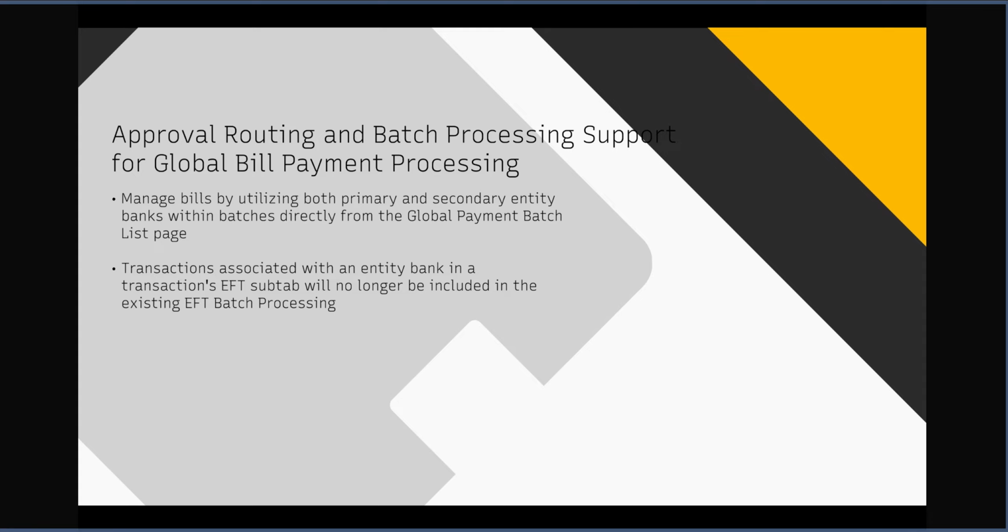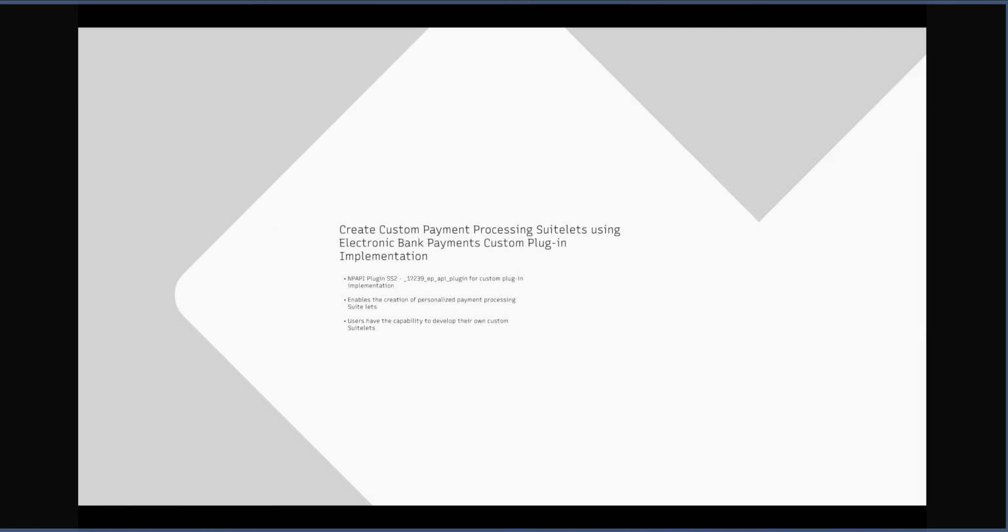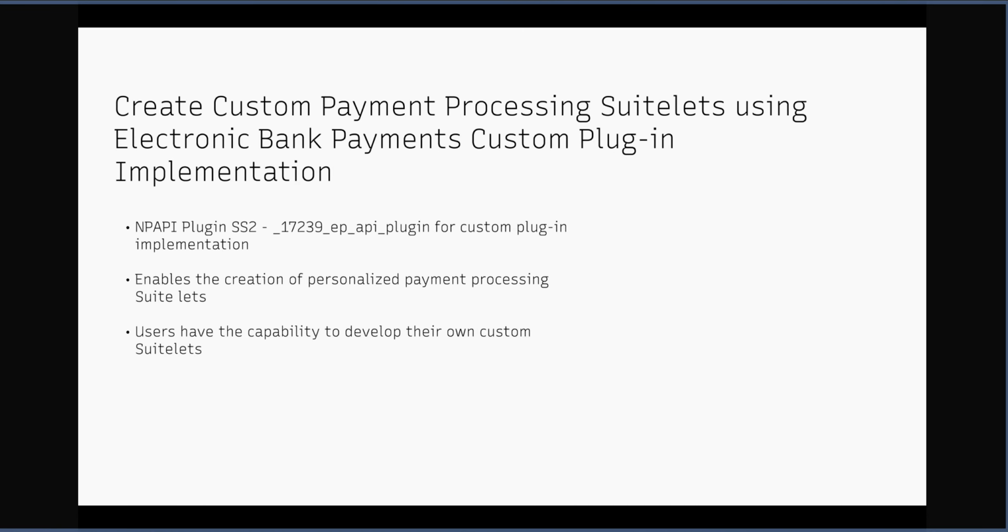Beginning with version 2024.1, the Electronic Bank Payment suite app includes the NP API plugin for custom plugin implementation. This plugin enables the creation of personalized payment processing suitelets. Through this implementation, users can tailor the standard suitelet page by adjusting filters and columns as desired. Additionally, users have the capability to develop their own custom suitelets for all standard suitelets.